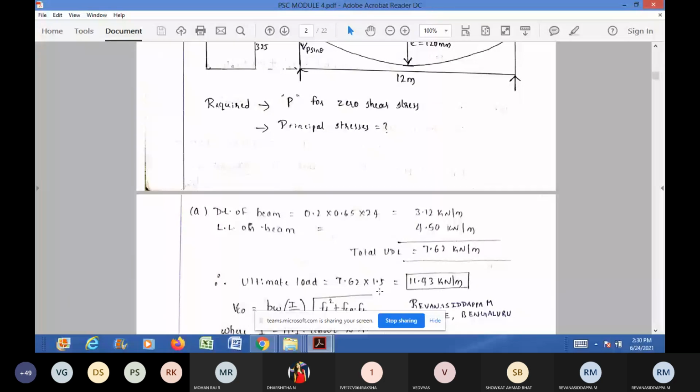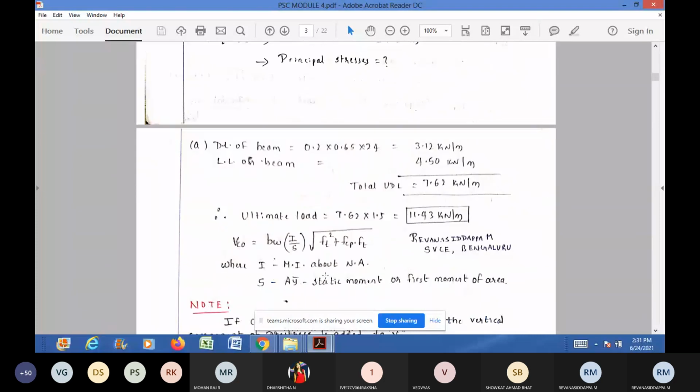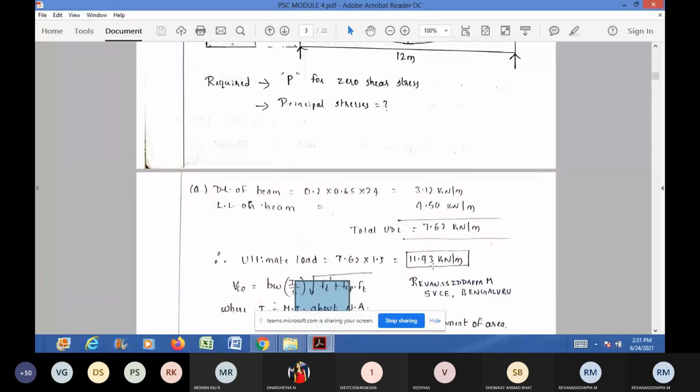All of you getting this answer, students? 11.43 kilonewton per meter? 11.62, sir. 11.6. Okay, no issue. There is a small difference in the answer, no problem. You proceed with the same answer, 11.60 kilonewton per meter. Don't copy this formula. Right now this is not applicable, this is not required actually. Up to here it is over, I think. 11.43 or 11.6, whatever you got.